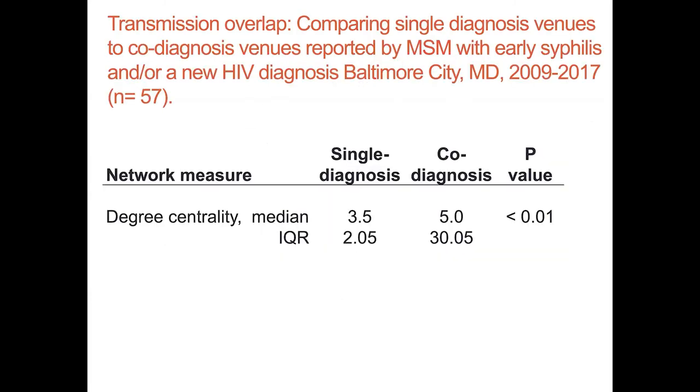So next, we sought to measure that degree of transmission overlap between single diagnosis venues. Here we collapsed the HIV only and the syphilis only venues, and we compared those to co-diagnosis venues. And I'm just showing you one measure that we looked at, the degree centrality again. And what we saw was that single diagnosis venues had a significantly lower median degree centrality compared to co-diagnosed venues.